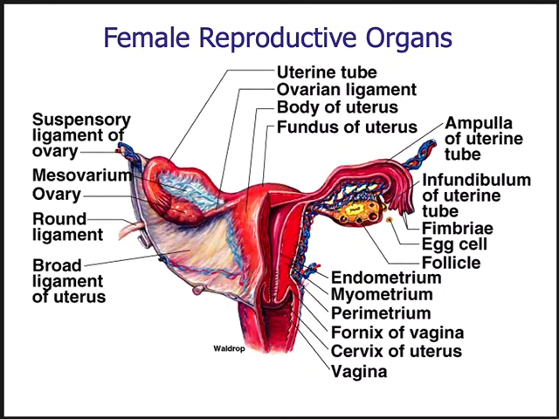So you should already know all these parts. I'm not going to go over it. I'm going to dive right into oogenesis. We're going to talk about the ovarian cycle. We're going to talk about the uterine cycle, and we'll end with menopause.